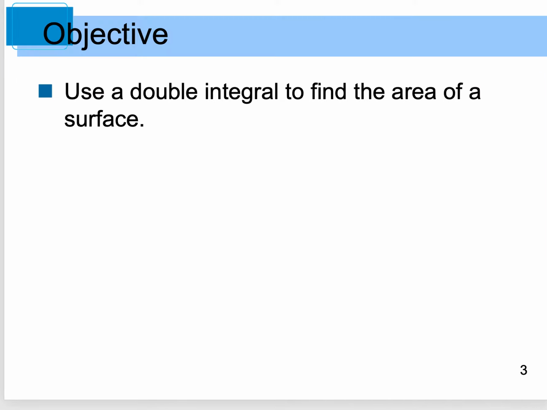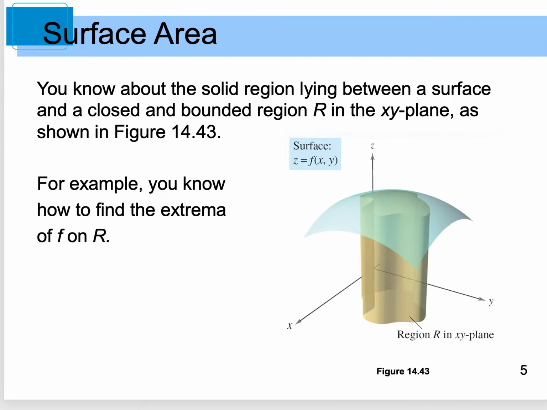Now we're going to talk about using a double integral to find the area of a surface. Specifically, we're going to look at surface area. So a surface area is basically the solid region that's going to be wrapped around a surface, closed and bounded by a region in the xy plane.